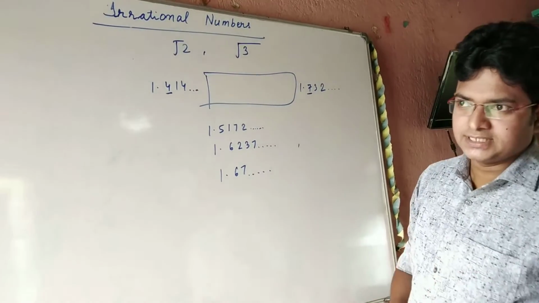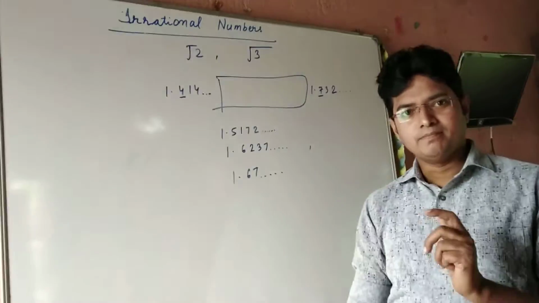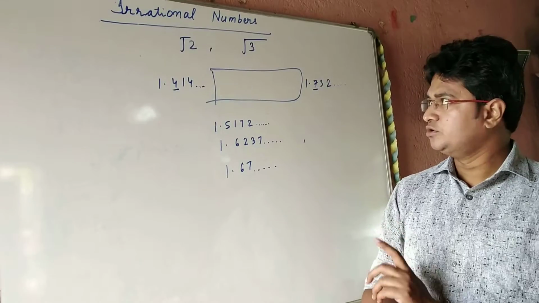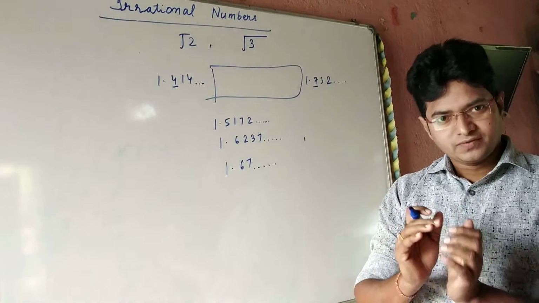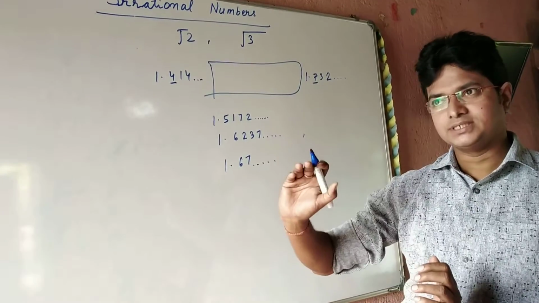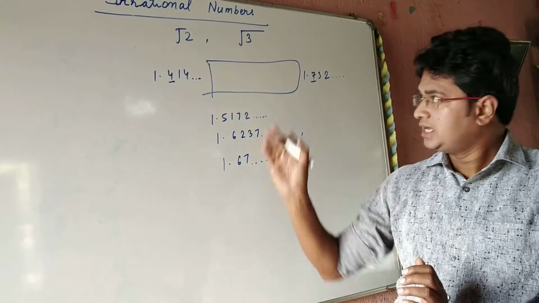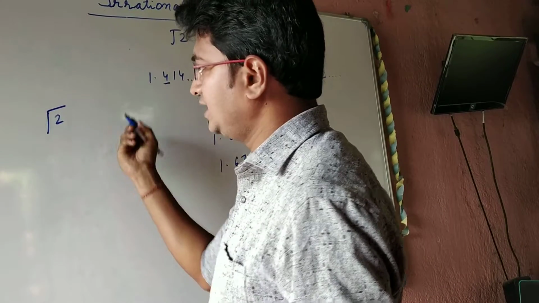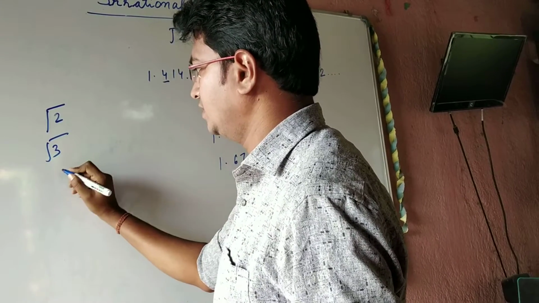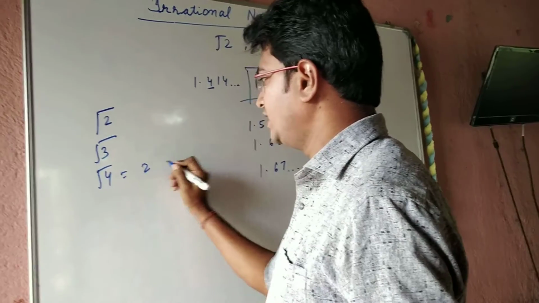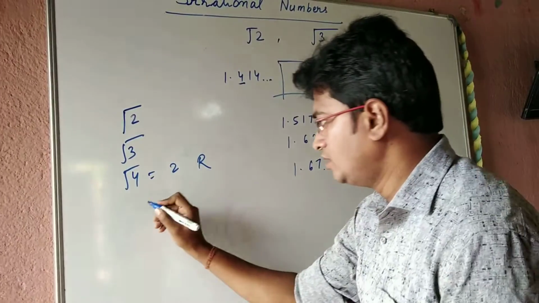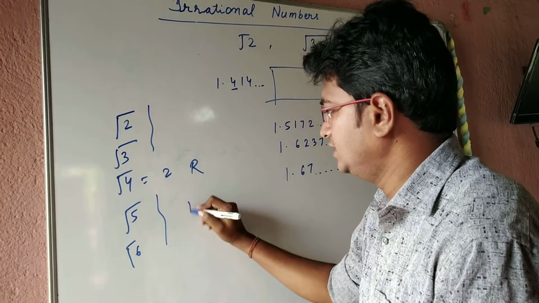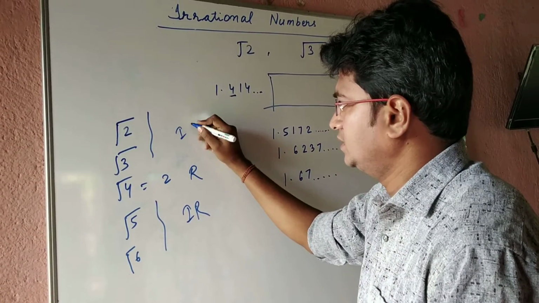So for simplicity, what you need to understand, the numbers which are not the perfect squares and cubes, or the cube root of the numbers whose values are not whole numbers, are said to be irrational numbers. Root 2, irrational number. Root 3, irrational number. Root 4 is 2. It comes as rational number. Root 5, irrational number. Root 6, irrational number. So these are the examples of irrational numbers.